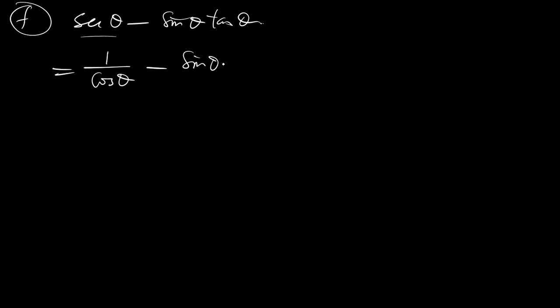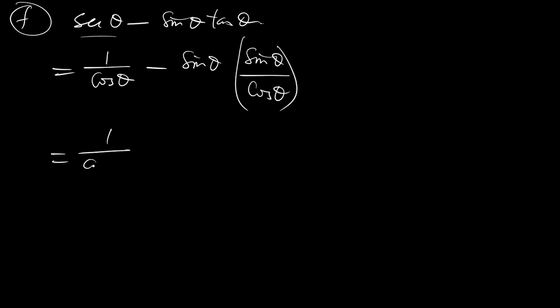The F, you have sec theta minus sine theta tan theta. So now we are asked to simplify this. We know that sec theta is the same thing as what? 1 all over cos theta, minus sine theta, then tan theta is the same thing as sine theta divided by cos theta. So this, you have 1 all over cos theta minus, this is sine theta times sine theta, the sine square theta all over cos theta.